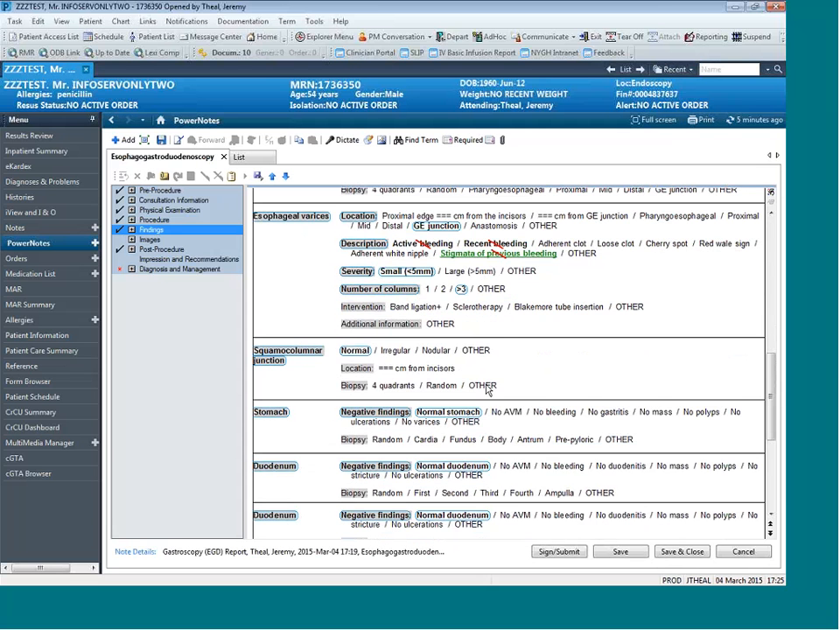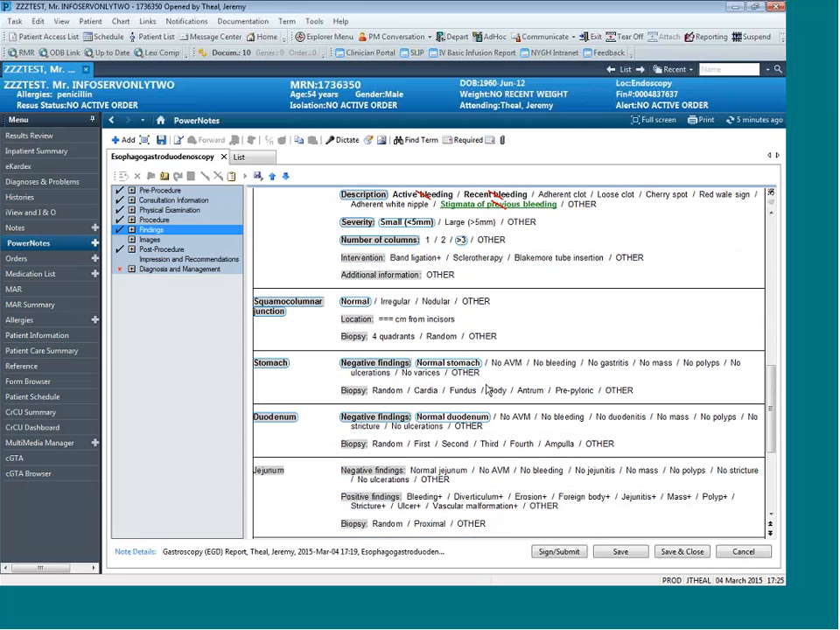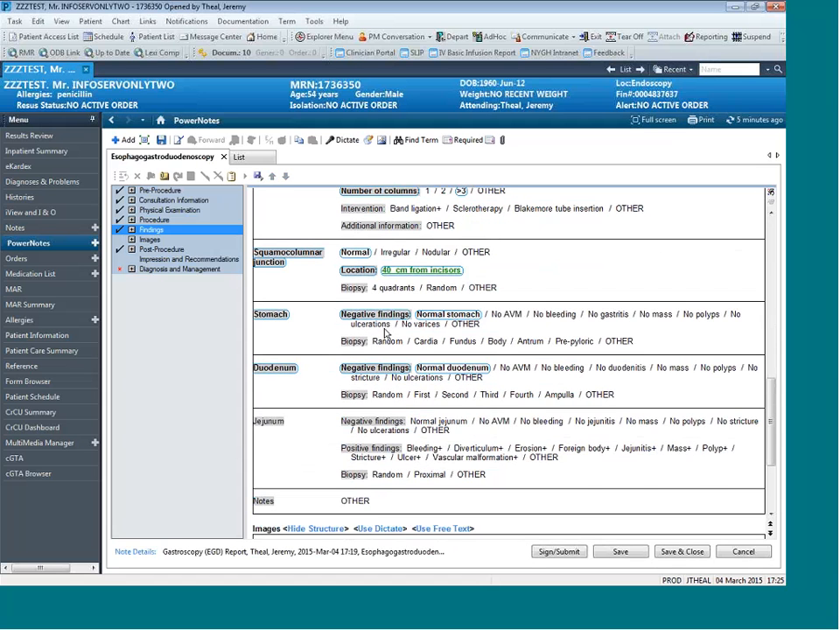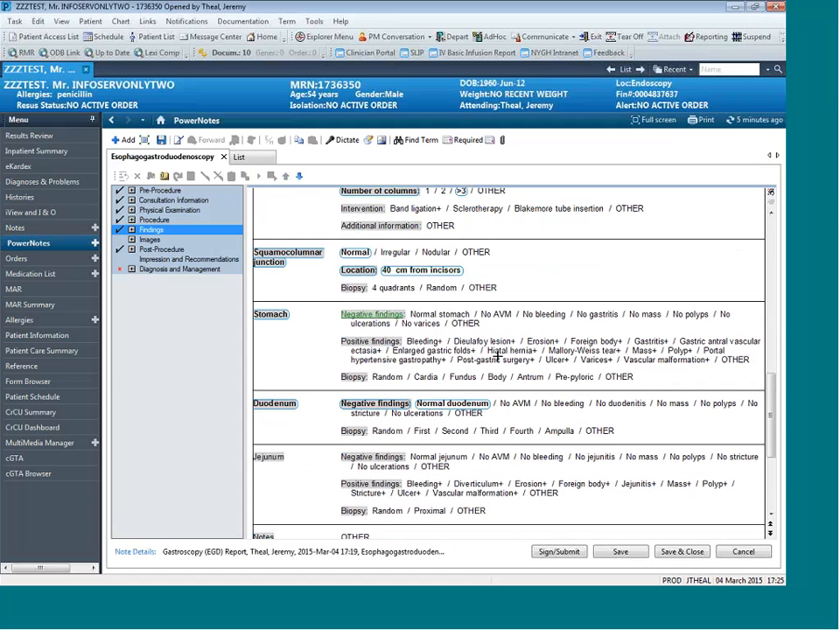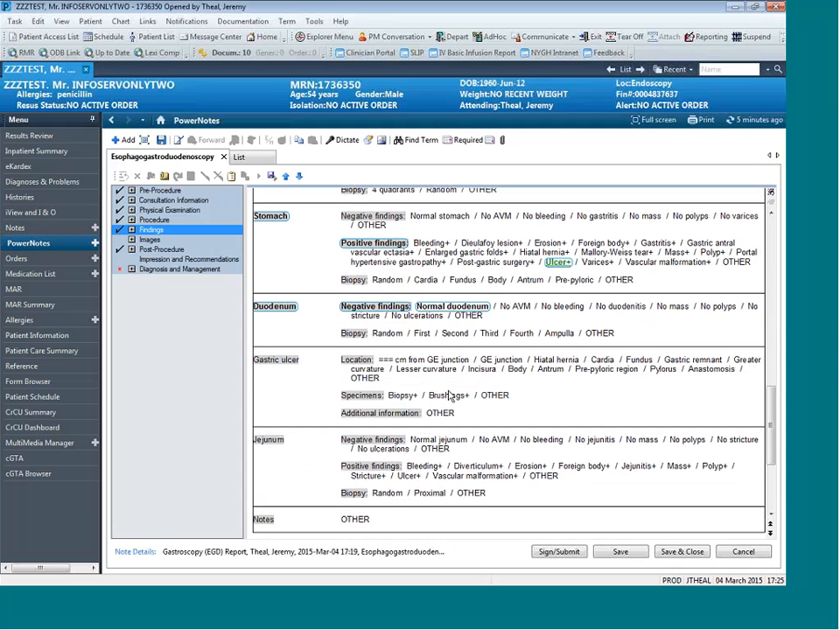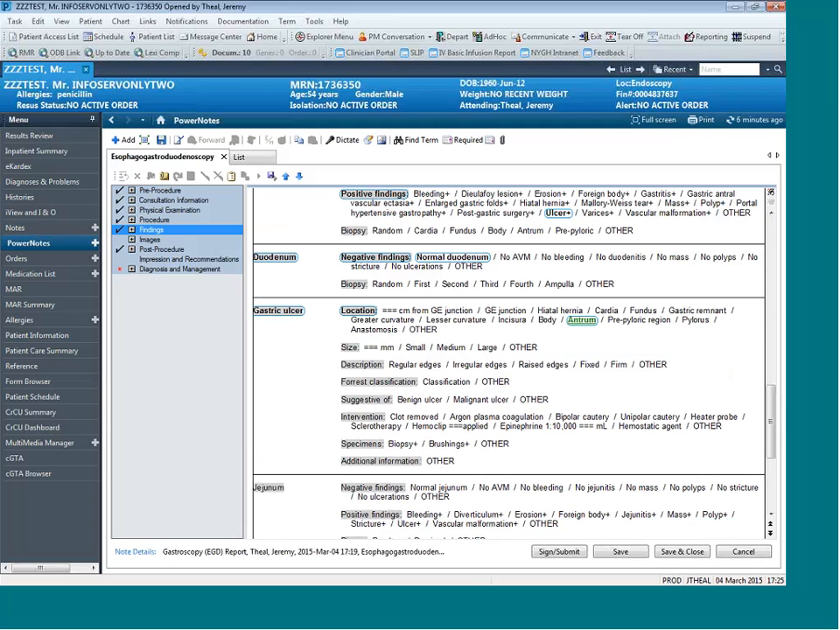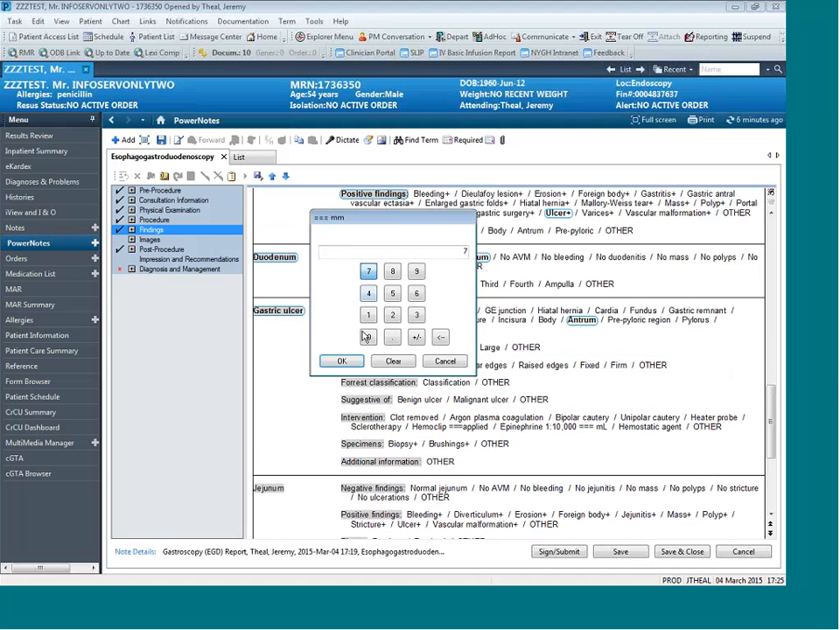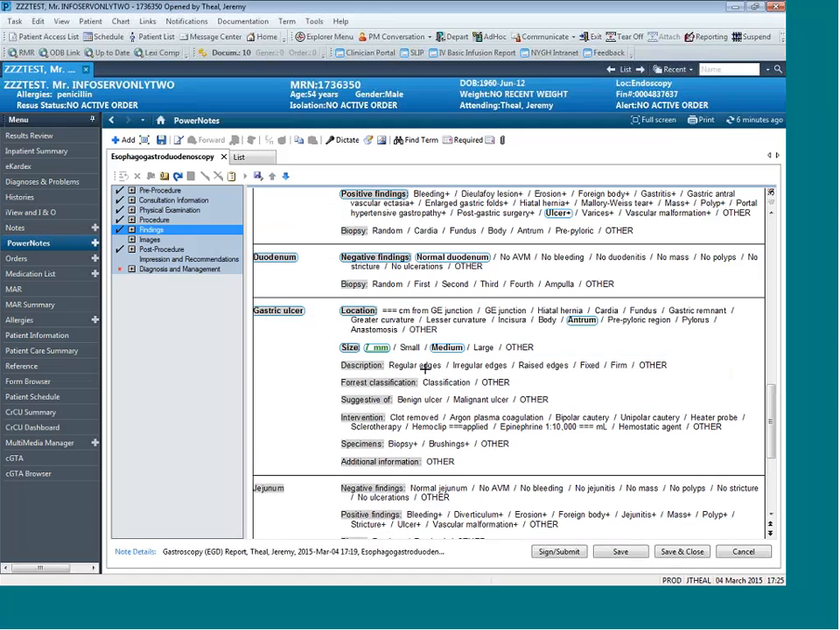Because they were very small, I didn't need to perform any band ligation, so I'll leave that part blank. The squamocolumnar junction was normal, and it was 40 centimeters from the incisors. In the stomach, I actually found an ulcer, so I'm going to document that here. The ulcer was located at the antrum of the stomach, and it was medium in size. It was about 7 millimeters in diameter.